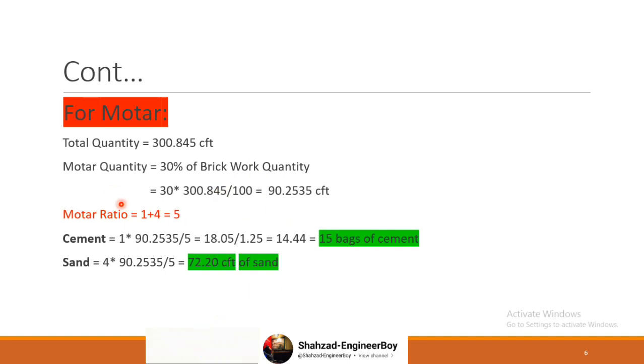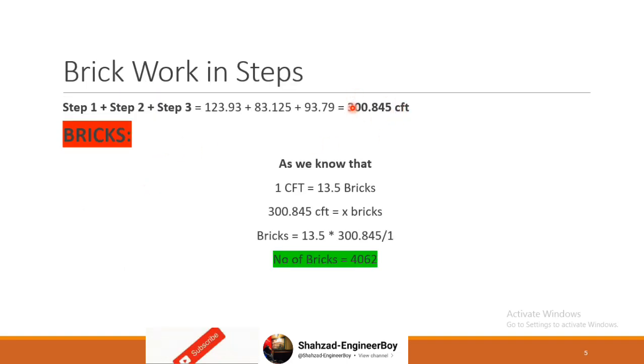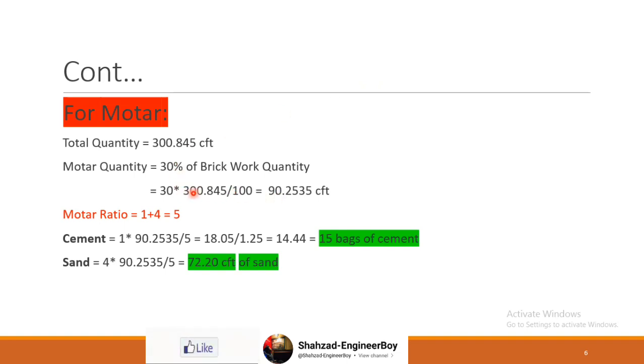Now for mortar, this is also a repetition. The quantity of the brickwork is 300.845 cubic feet. The mortar quantity will be 30% of the brickwork quantity, as discussed in the last lectures. So 30% of this quantity, for step 1, step 2, step 3, will be the mortar quantity in this work, that is 90.2535 cubic feet.